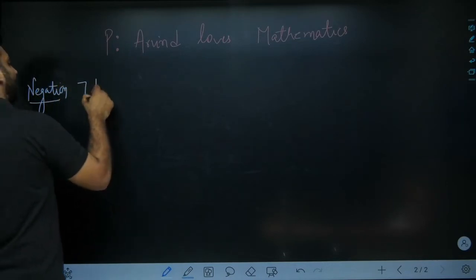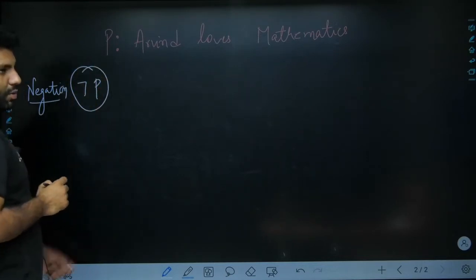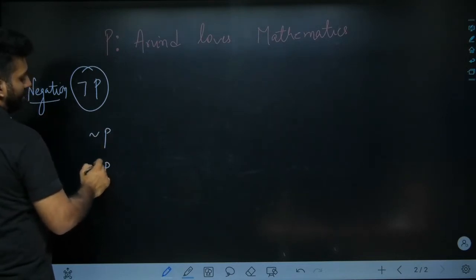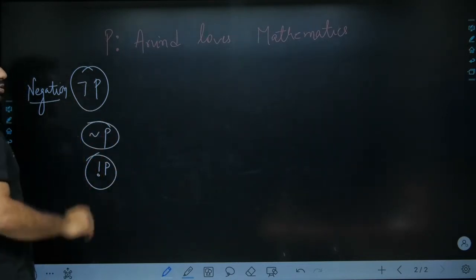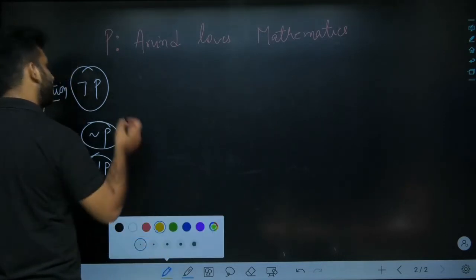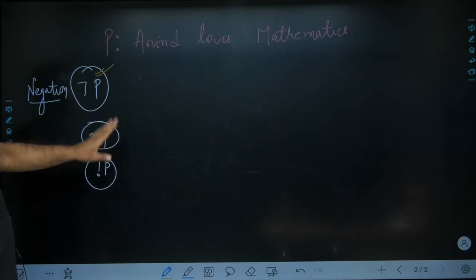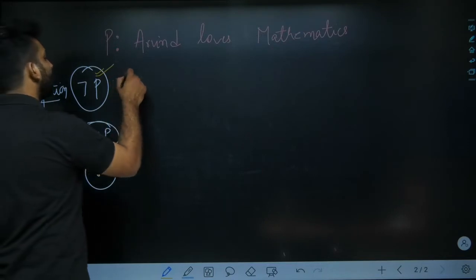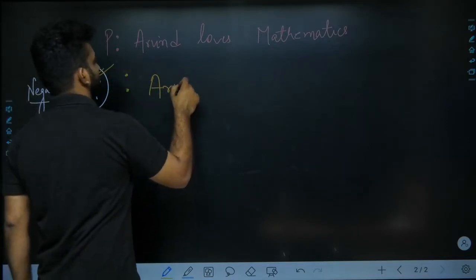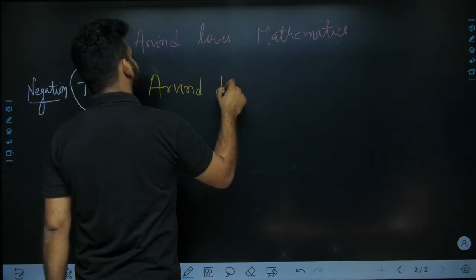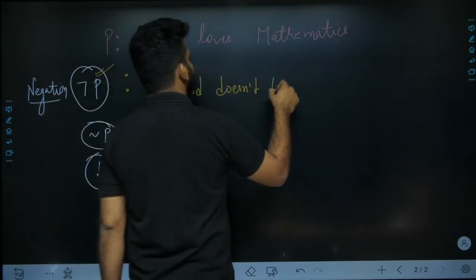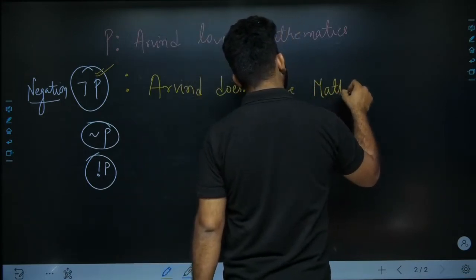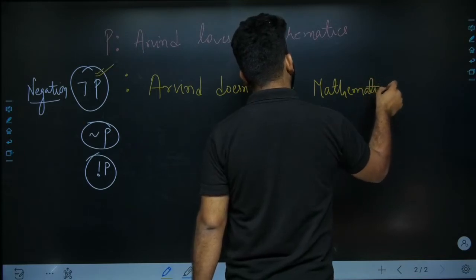I'll be writing it symbolically like this, or we can write it like this as well, or maybe something like this. You might see such kinds of notation. This is the most prominent one. It means not P. Negation of P is not P. Now what will it tell me? Arvind doesn't love mathematics. Very simple.